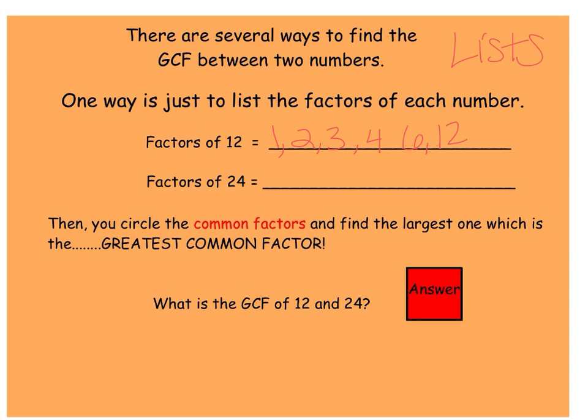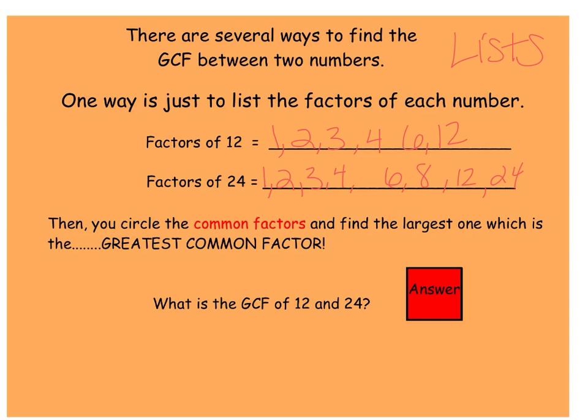Now let's make the list for 24. 1 goes into 24 24 times. 2 goes into 24 12 times. 3 goes into 24 8 times. 4 goes into 24 6 times. 5 doesn't go into 24. 6 goes into 24, and that's in our list, so we know we're finished.